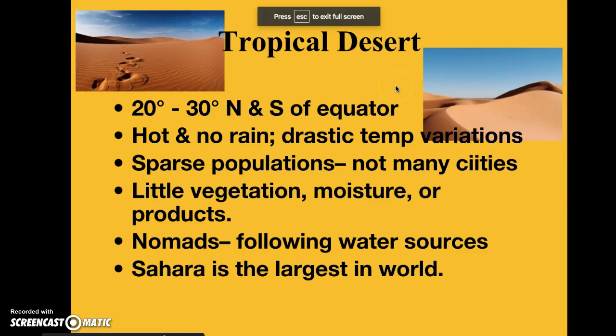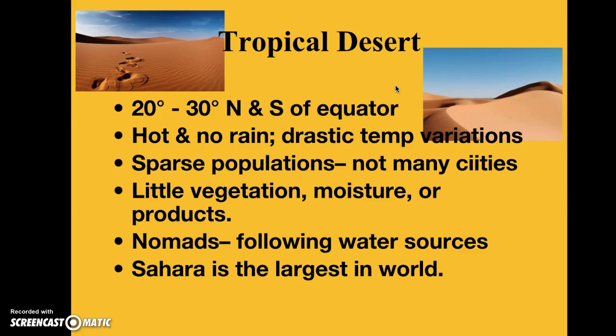All right, so let's talk about the tropical desert. 20, 30 degrees north or south of the equator. Hot, no rain. Now understand, a tropical desert is different than a continental desert. And we'll talk about this second semester when we get into Russia. A continental desert is more of the kind of desert you would find in the United States or that you would find in Russia, in Europe.